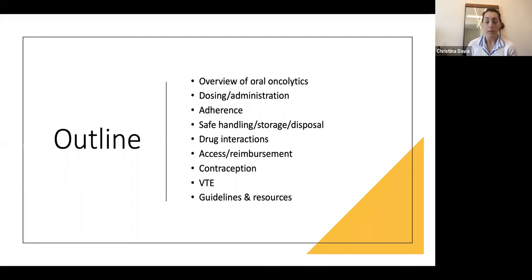One thing that I think is super important to talk about is contraception. So we'll talk a decent amount about that, as well as VTE. The reason why I chose VTE is really because, as we know, all patients with metastatic cancer are at a higher risk for VTE than the common population. And a lot of oral drugs also increase the patient's risk of having a clot. So we will talk about that as well.